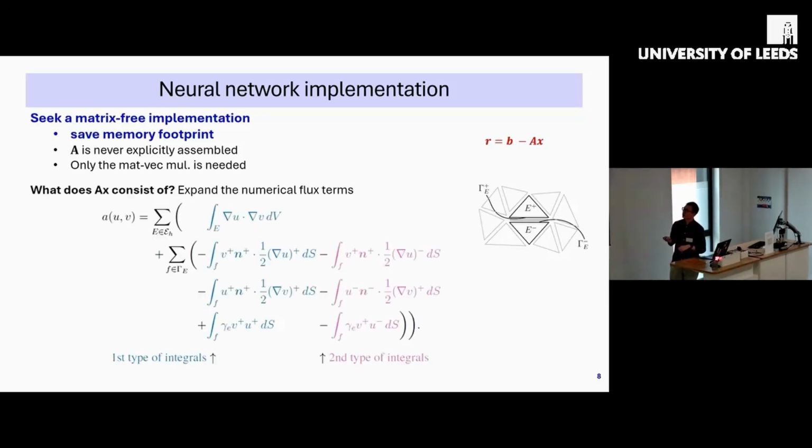So what does Ax consist of? We expand the bilinear form we saw before, and specifically the numerical flux term expands like this. So you have the integration of your shape functions inside the element, and this plus here is when you're sitting on the edge, inside this element is the plus side, and the other side, the neighbor of this edge, is the minus side. So you have the multiplication of the shape functions inside the element itself, and the integration of itself and the neighbor side.